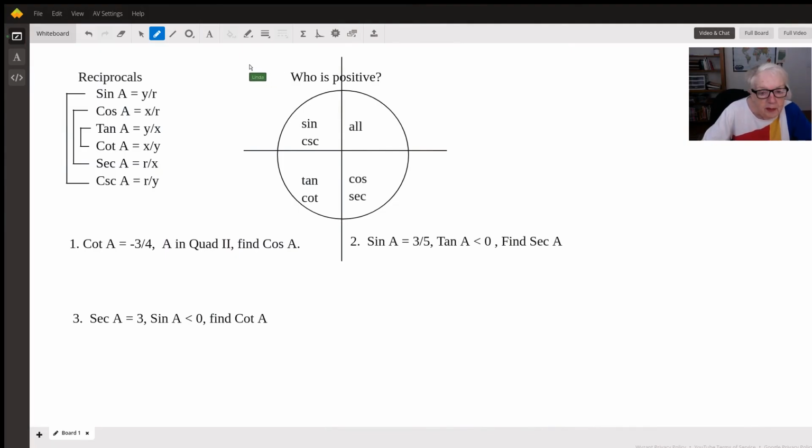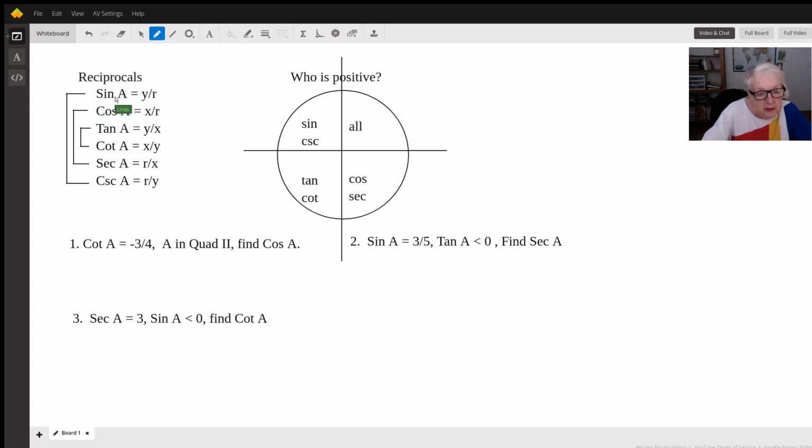To do these problems, I've put a couple of charts on the screen that you should already know, hopefully. We'll go over these very quickly and then we'll do the three problems, and I've typed the problems on the screen. The reciprocals, if you write the six trig functions in this order, the reciprocals show up really easily.